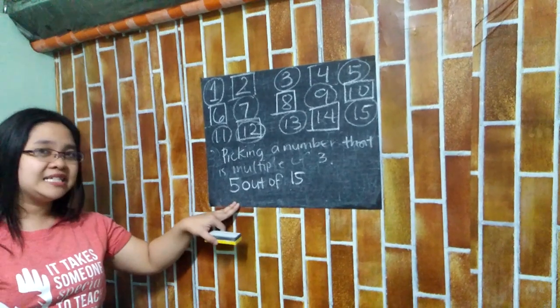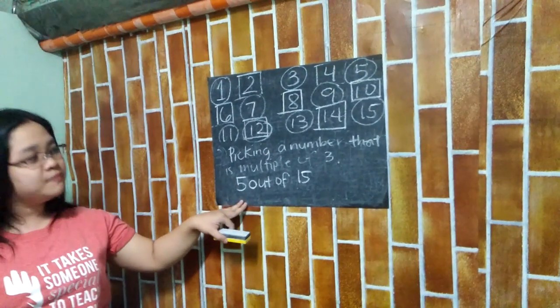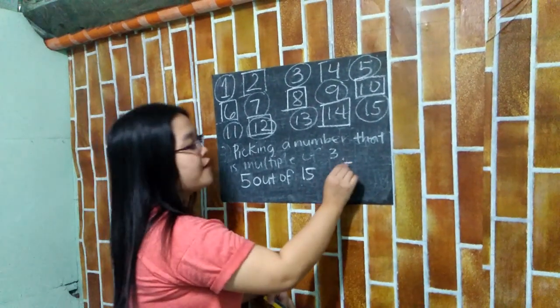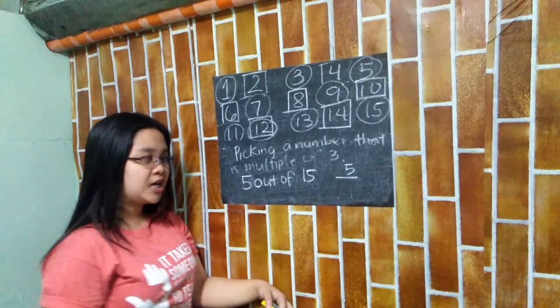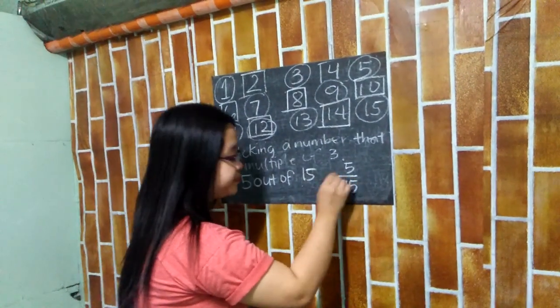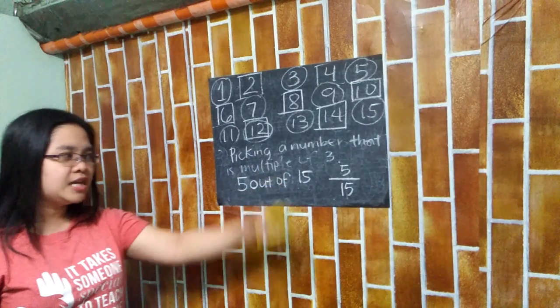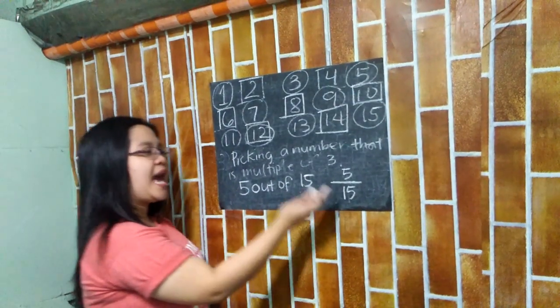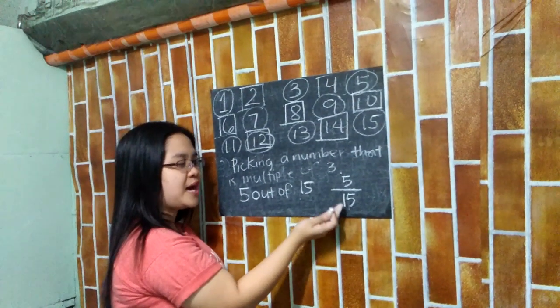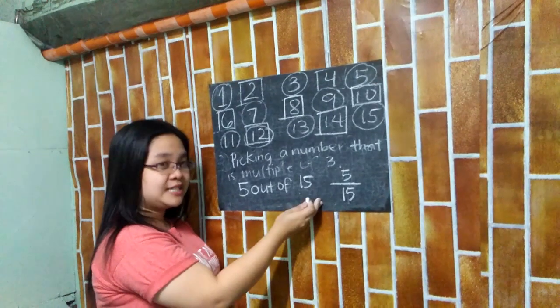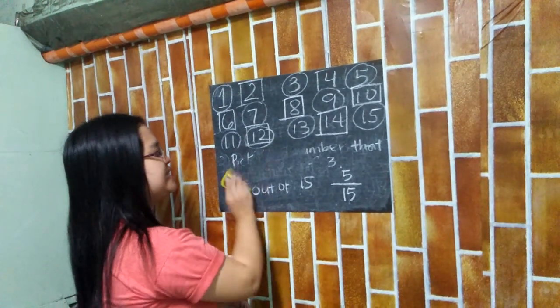So this is the chances in numbers. How about its probability? It's 5 as our favorable outcome over 15. Now, take a look at that one. Do we have a common factor for 5 and 15? Yes, we have. So how did we get its GCF?